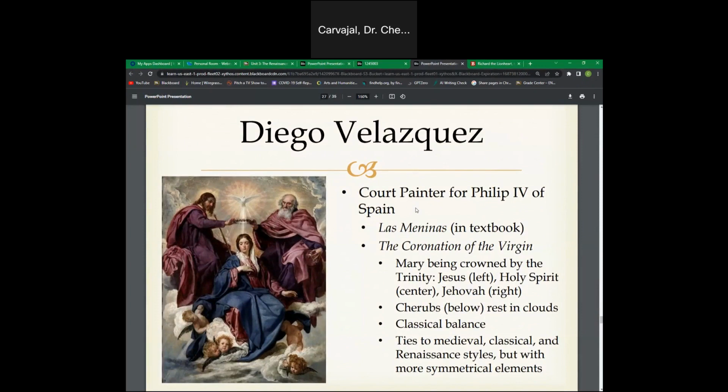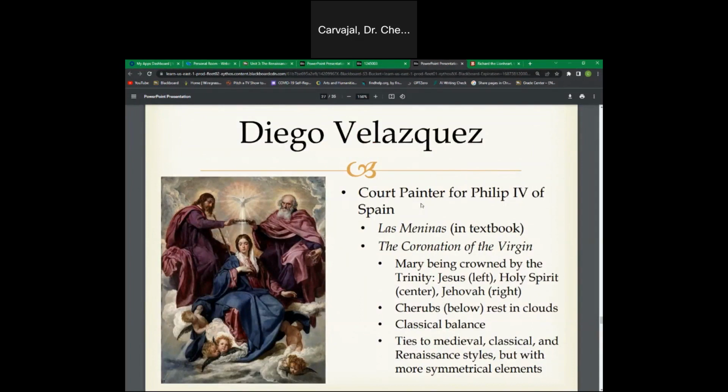His most famous painting, and I don't have it here, is Las Meninas, but it's in the chapter. And it's a painting actually of his daughter with all of her little ladies in waiting, and one of her older sisters. And then you can even see the mom and dad in the back. So that's Philip IV and his wife. And then you can even see the painter in the back too.